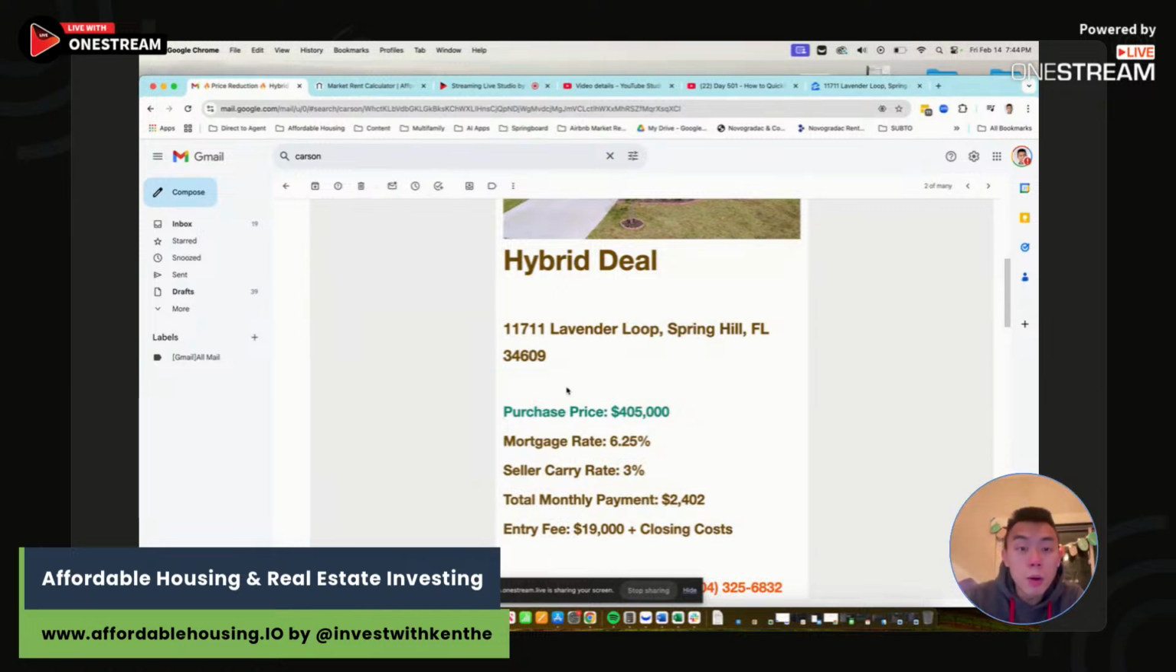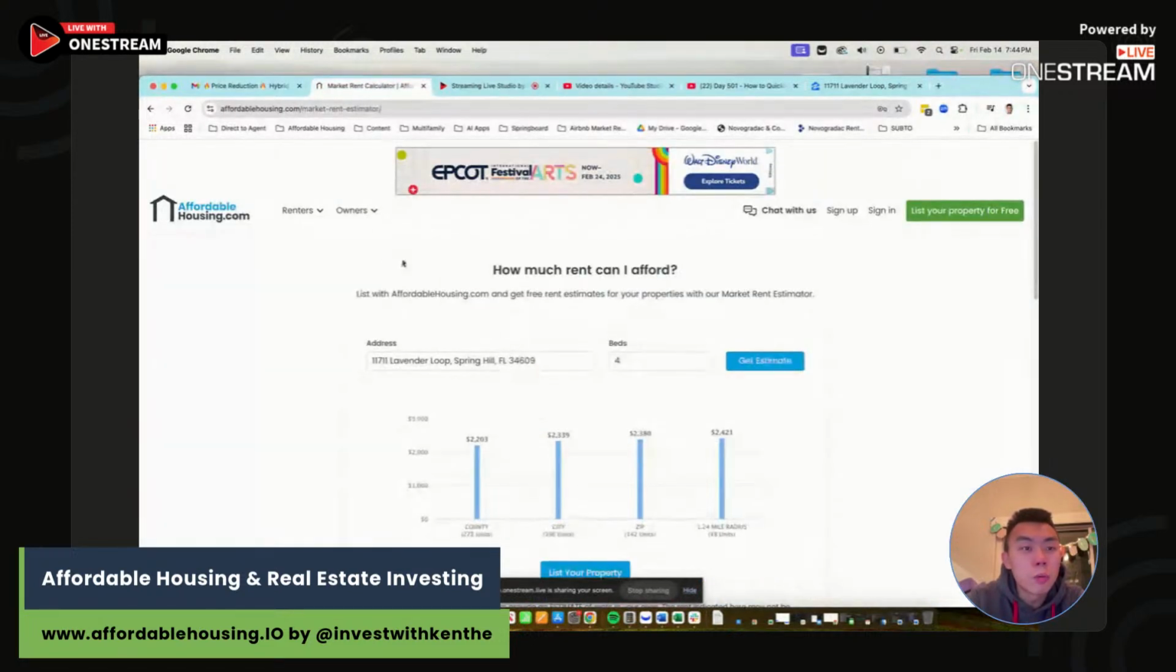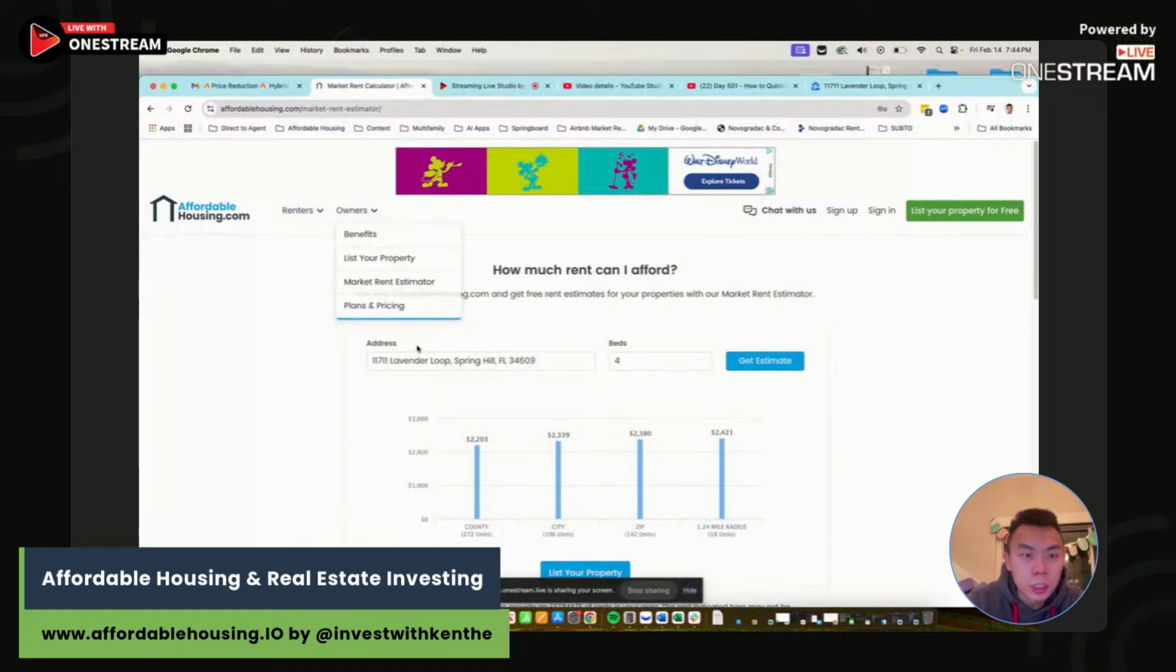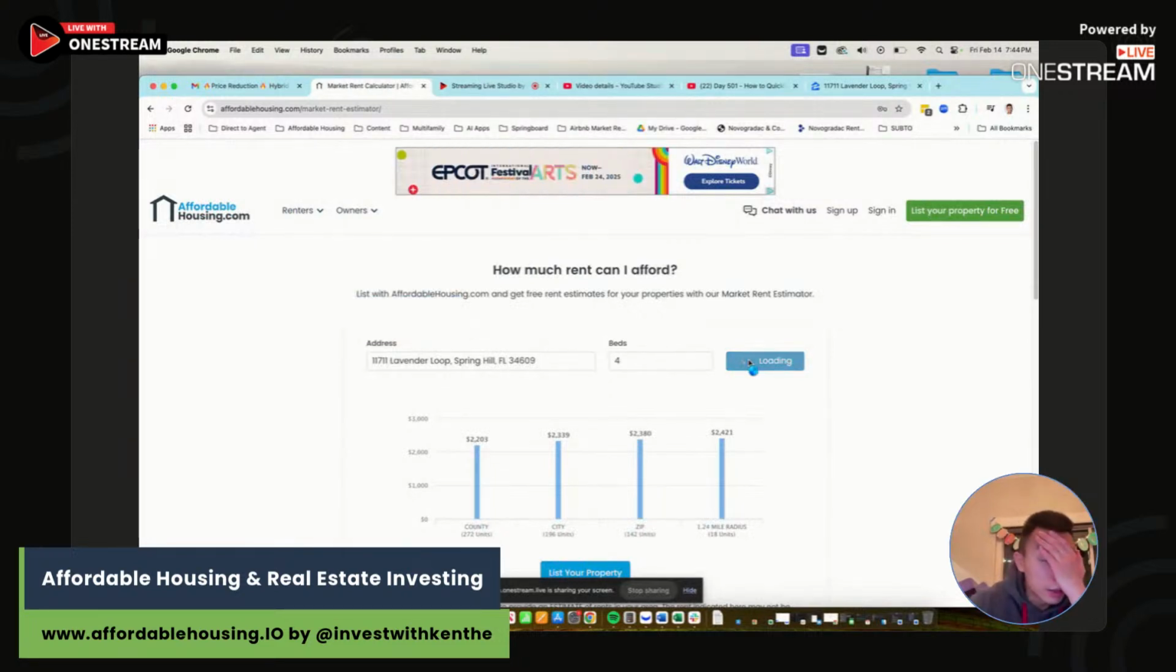So with this property, this is 1171 Lavender Loop, Spring Hill, Florida, 34609. Purchase price is $405,000, but you can quickly rule out this deal if you go to affordablehousing.com, go to the owner section, and go to the market rent estimator. You plug in the address and the bedroom count, and you can see right here that the average rent for 18 units within a 1.24 mile radius is $24.21.